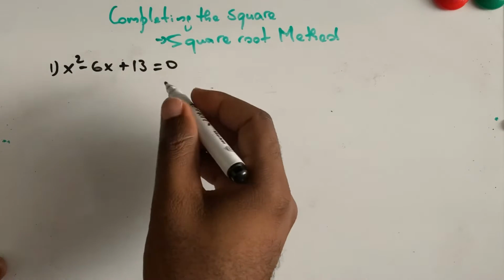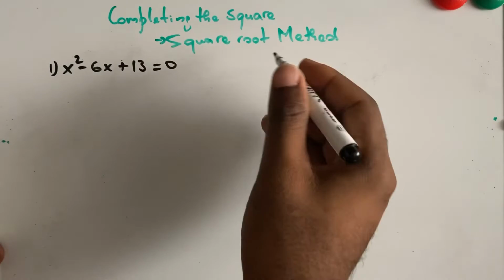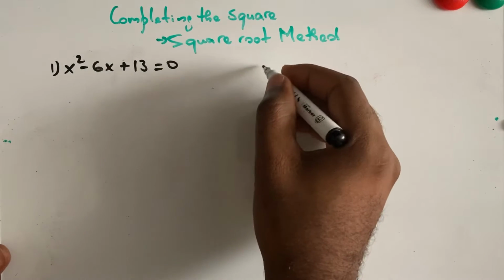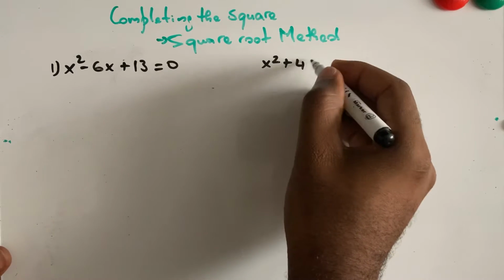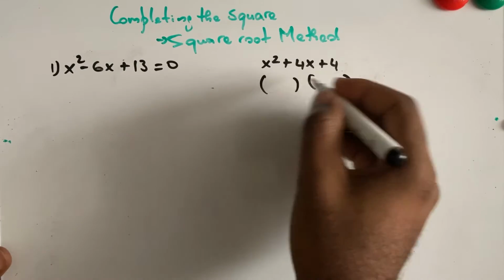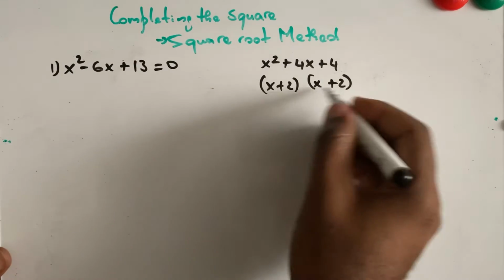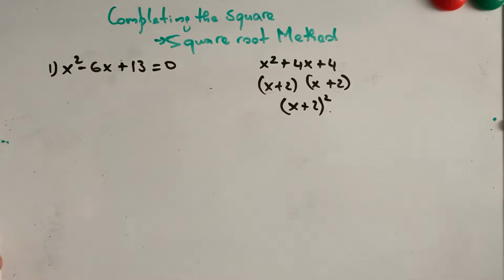Now, one thing to know is that when we say completing the square, that means we need a perfect square trinomial. A perfect square trinomial will be like this one here, x squared plus 4x, for example, plus 4. And we call it a perfect square trinomial because when we factor it, we have the same factors. So at the end, we can write it as (x plus 2) squared. So keep that in mind, please. So this is what we need.